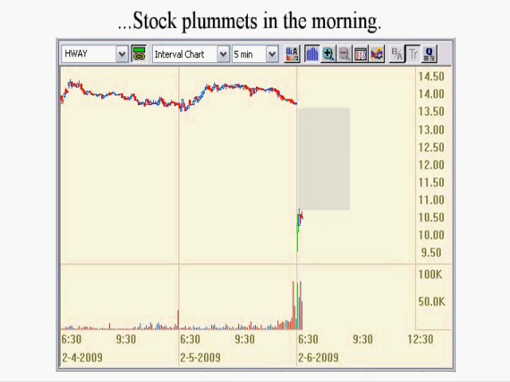Now, it's called the gap because there's literally a gap between the previous close and today's open. But here's what almost always happens. When the stock plummets like that, it rises for a good 20-30 minutes following that open. In this real case, that stock gained 11.9%. How would you like to have that trade?